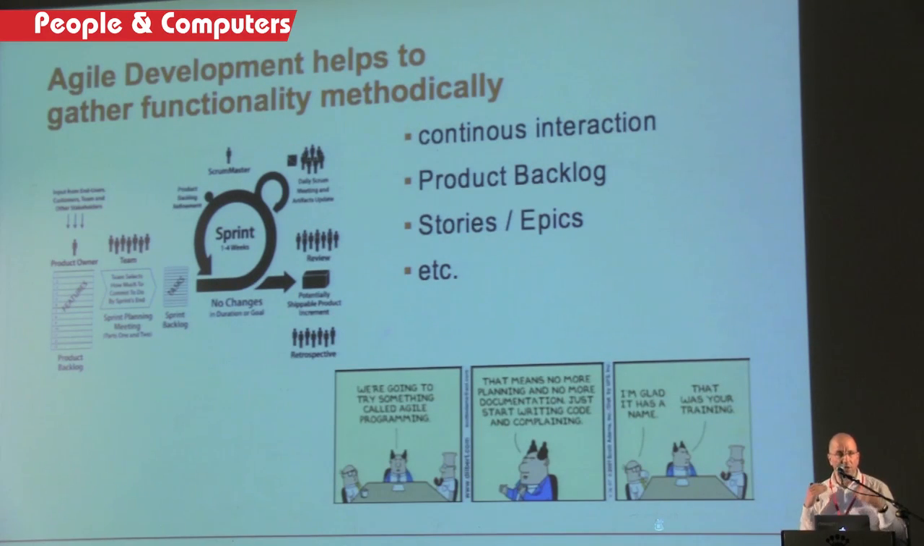But there's stuff like the continuous interaction between the developers or the Scrum team and the business side, maybe represented by the product owner, depending on which flavor of agile development we're talking about. There's stuff like the product backlog, stories and epics, which help to really drill down into the functionality and so on. And by the way, I don't know whether you can read it, but this is the pointy-haired boss introducing agile programming with his usual show of competence in this company.